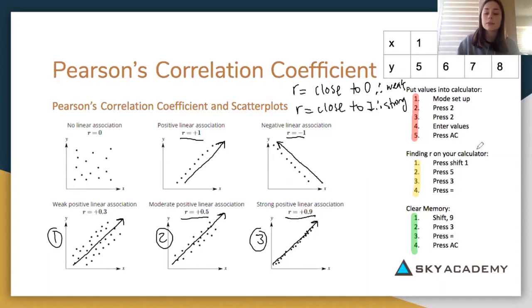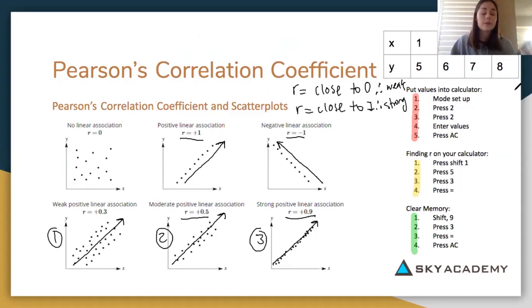And so for these values, our association is perfect. We have a correlation coefficient where R equals 1. And it's a positive correlation. As our X is increasing, our Y is also increasing.